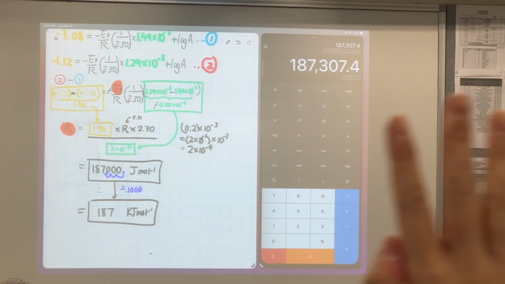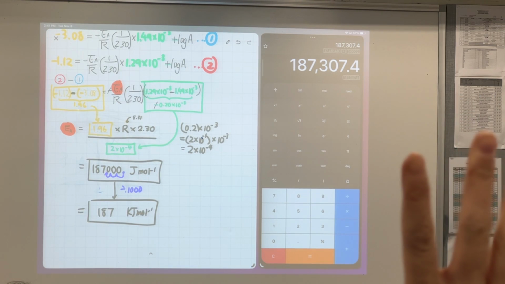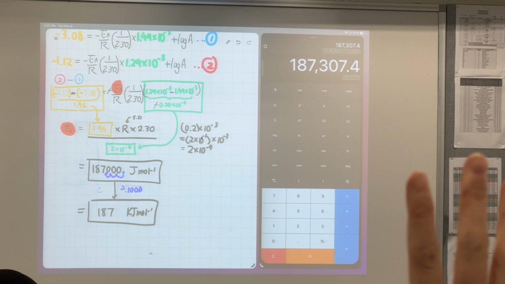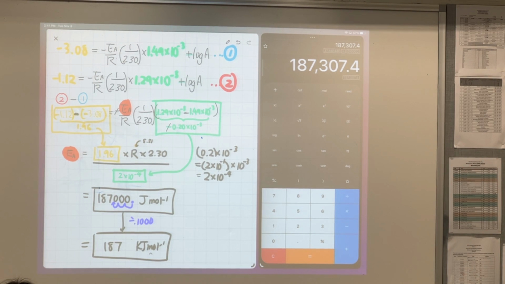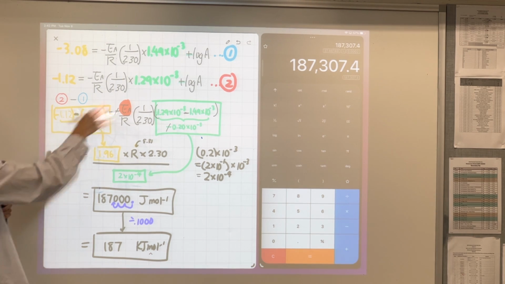Is it always the second equation minus the first one? Can we also do the first one minus the second? If I do the first one minus the second, it's like 197. Let me tell you why it is okay to do either. Because if you do 1 minus 2, this part will become negative. There's no escape. There will always be a negative number, either in the yellow term or the green term.